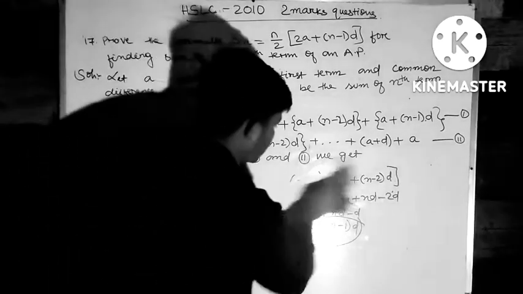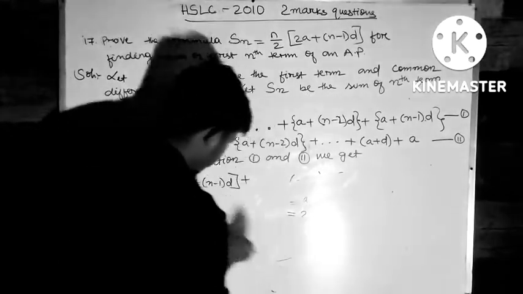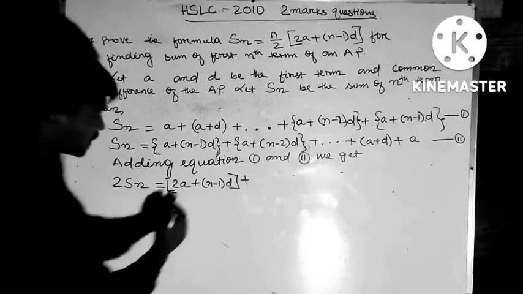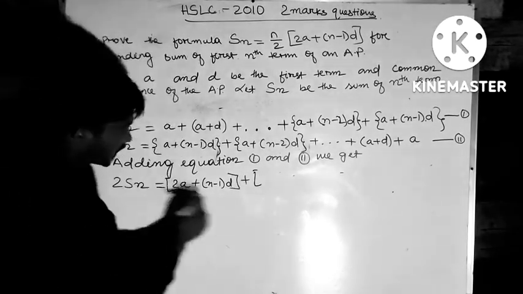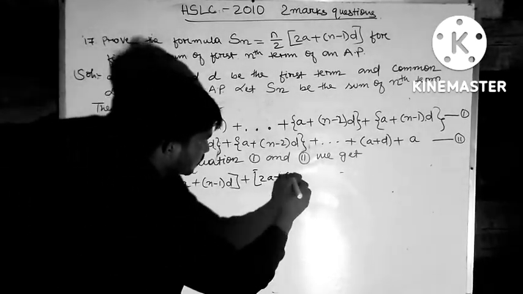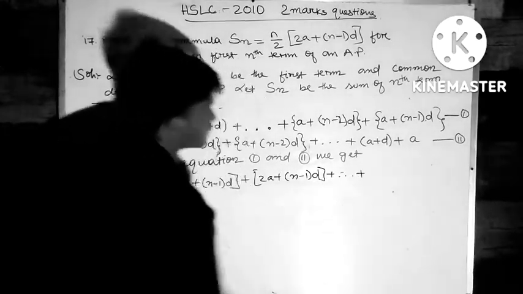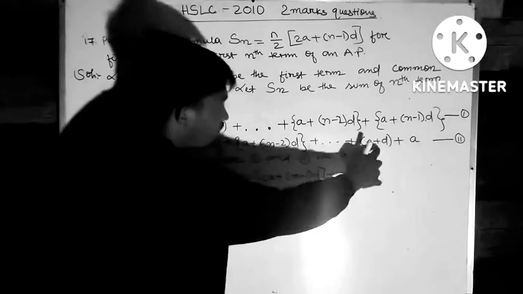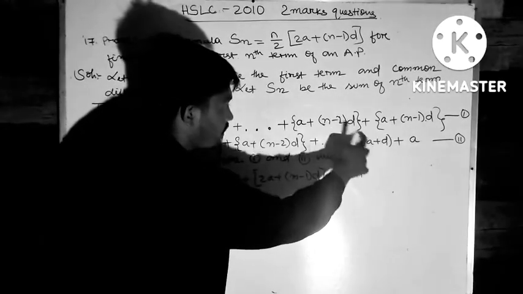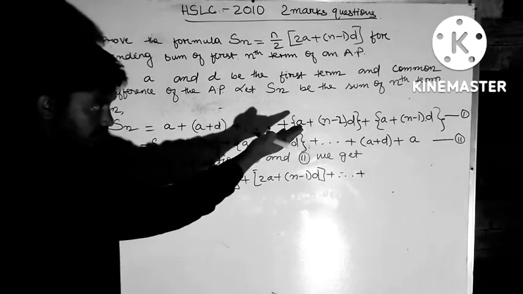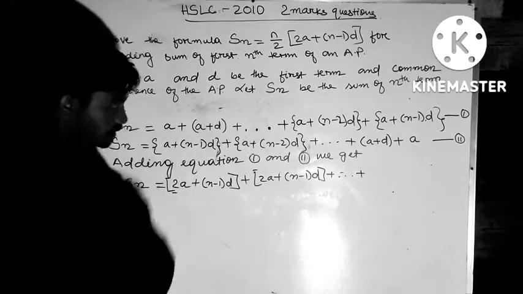Let me rub that. This part should be rubbed. That was just to explain to you. Okay, then I can just write this. Just now we have seen the value, right? n minus 1 d plus dot dot dot plus. Now this and this is equal to this and this. Yes or no? So if we sum that up, we'll get exactly what we got just now, right?